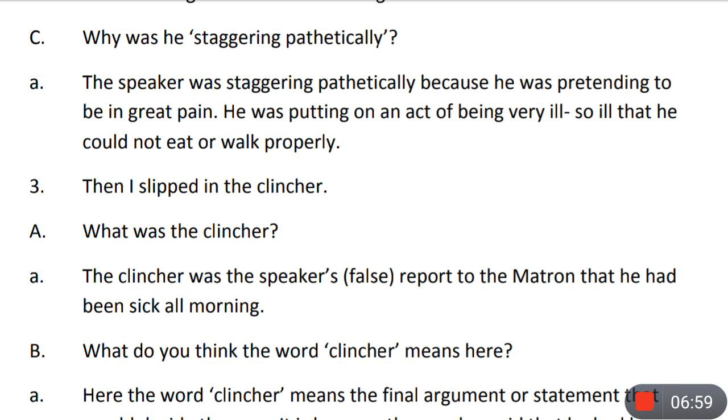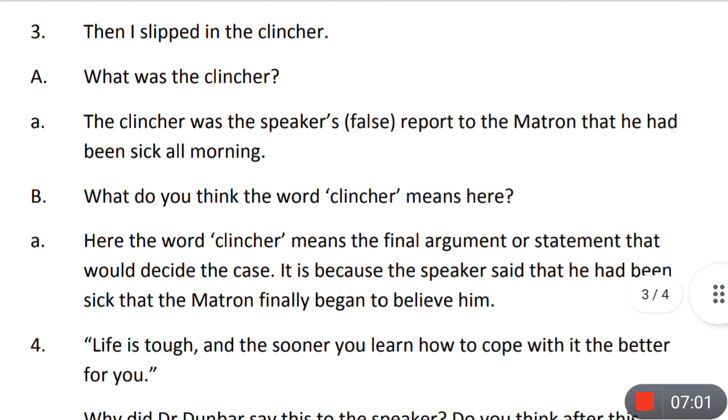Okay, now we have another statement. We have the third statement that has been taken from the story. "Then I slipped in the clincher." Okay, now we have a question based on this one line statement. Question number A, what was the clincher? Clincher आखिर था क्या? Answer, the clincher was the speaker's false report to the matron that he had been sick all morning.